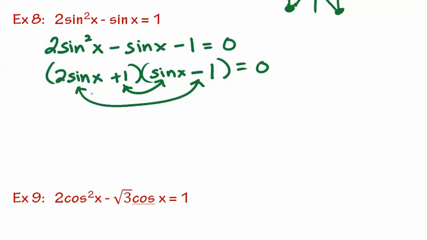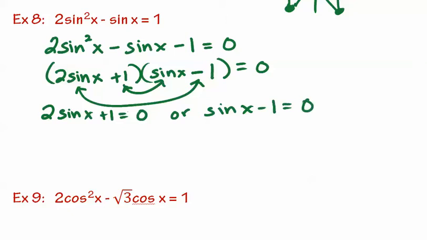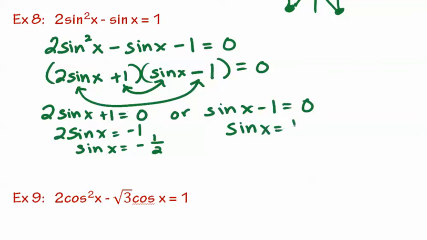So now we've got our zero product property. If these two parentheses have a product of 0, either the first parenthesis is equal to 0 or the second parenthesis is equal to 0. And then we're going to isolate our sine values. So here we're looking for angles that have a sine of negative 1/2. Here we're looking for angles that have a sine of positive 1.